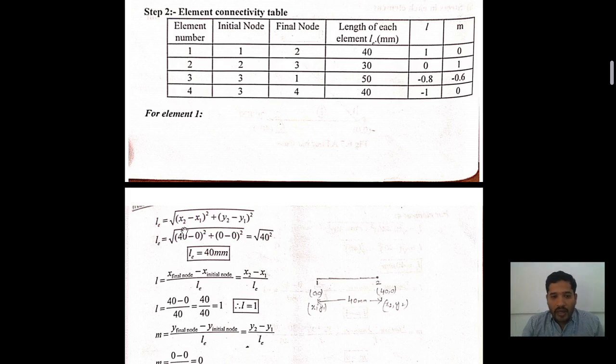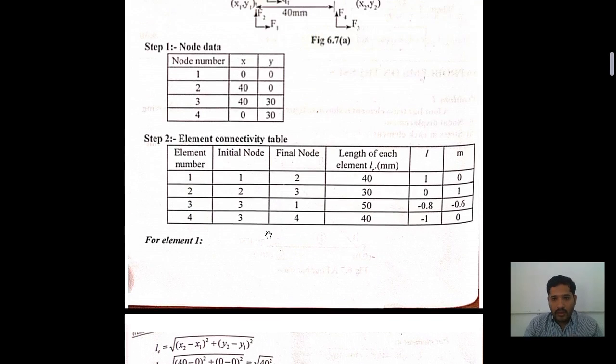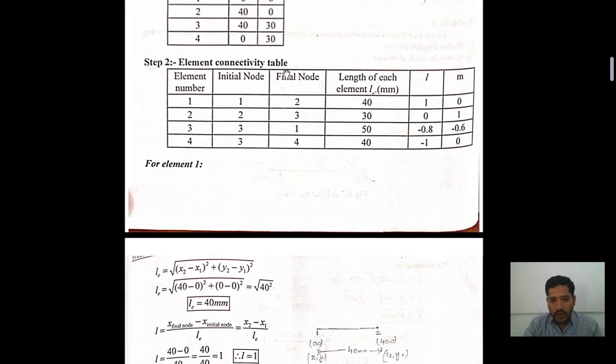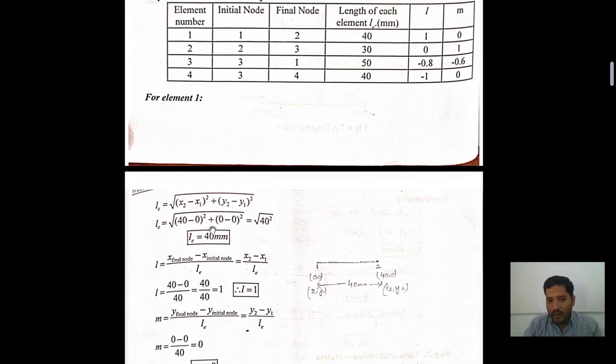Here x2 is nothing but final minus initial. Here x2 we have 40, x2 minus x1, 40 minus 0, y2 minus y1, 0 minus 0. Clear? (40 minus 0) whole square plus (0 minus 0) whole square. So for 40 whole square, if you remove the square and root, then you will get 40 mm.